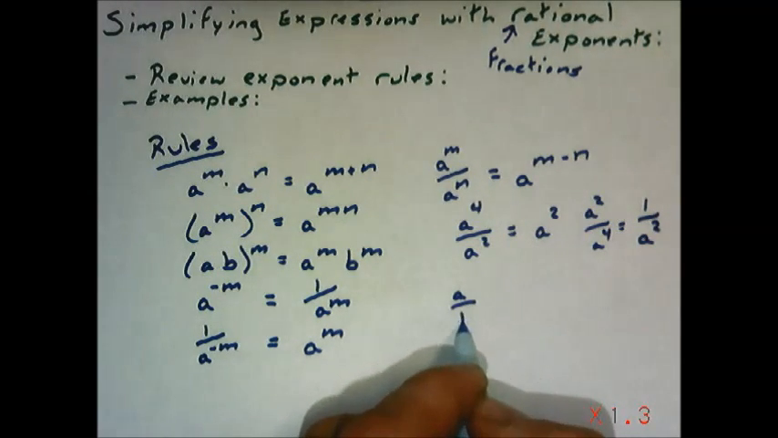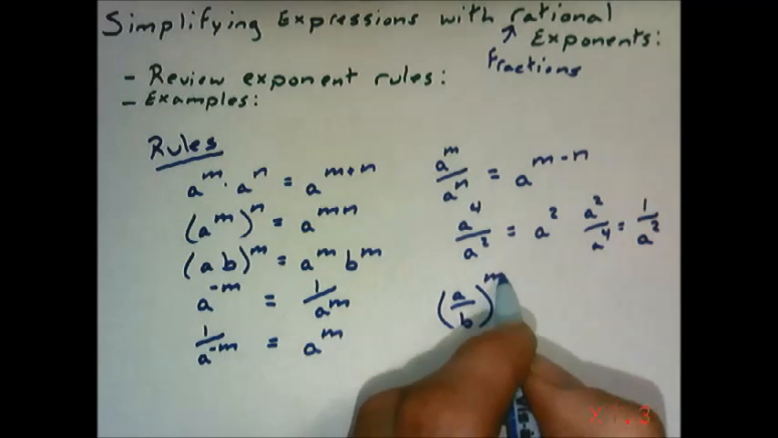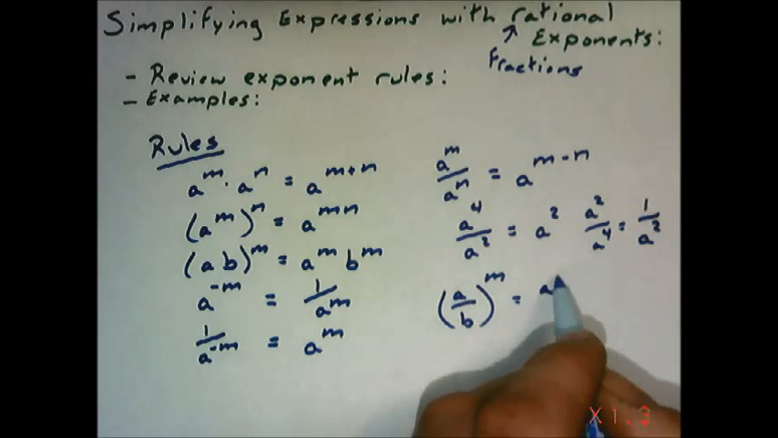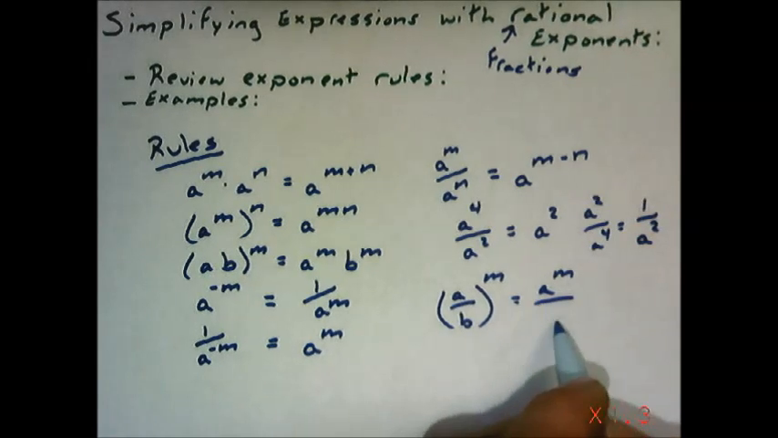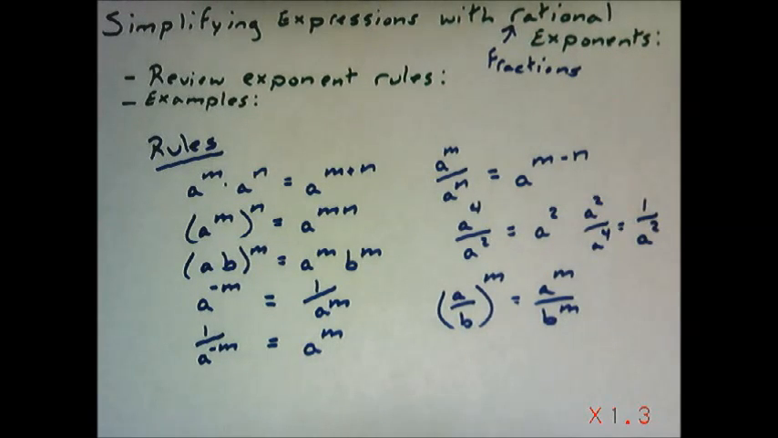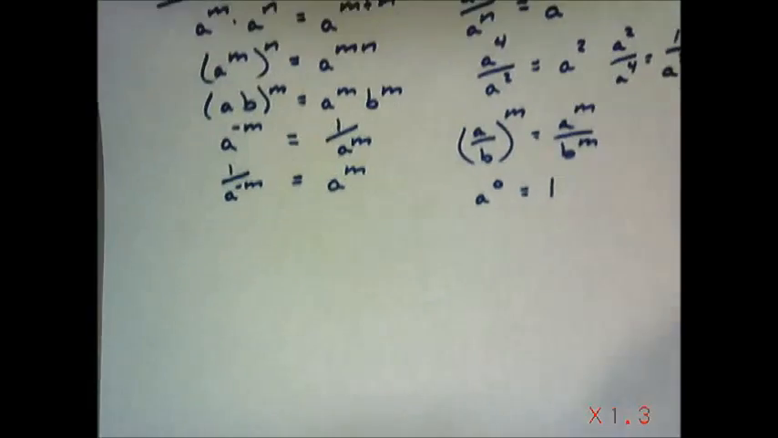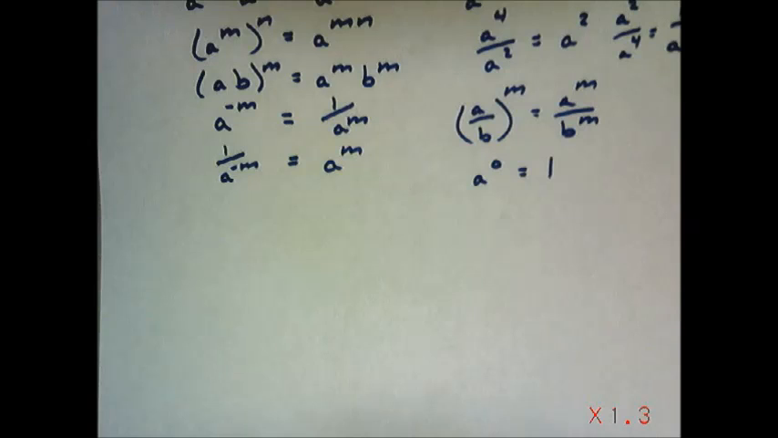We also had a fraction to an exponent, and we were able to distribute this m to both of my exponents. So I have a to the m over b to the m. And finally, any base to the 0 power gives me the value of 1. Remember, these should all be the rules that we talked about at the beginning of our radical lesson. So let's go ahead and use those rules with our rational exponents.